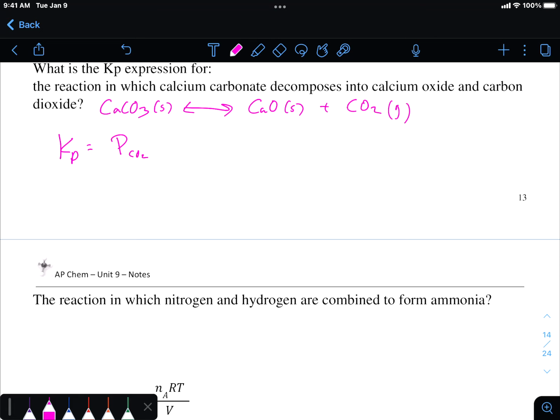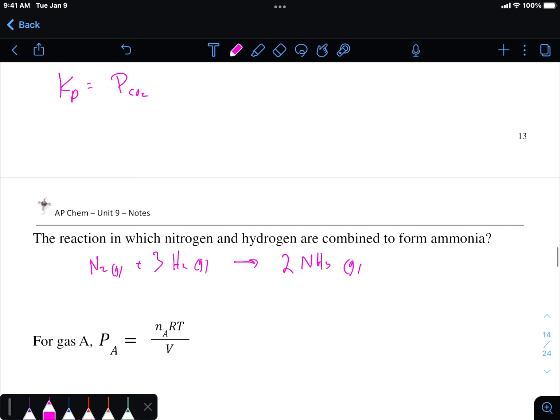The reaction in which nitrogen and hydrogen are combined to form ammonia. All right, so nitrogen gas plus hydrogen gas form ammonia, NH3 gas. We got to balance this. There it is, balanced. Everything's a gas. The Kp would be what?